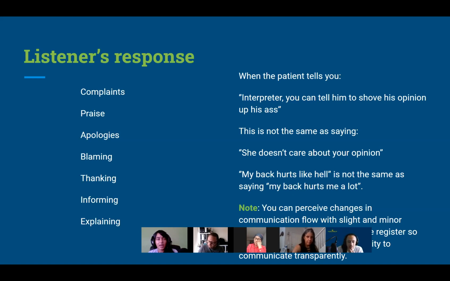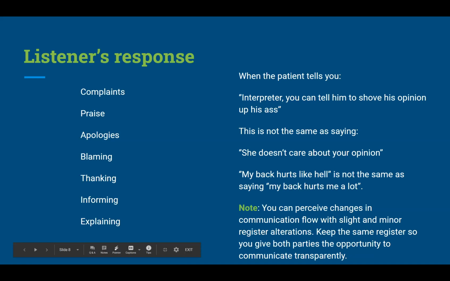If a patient says, "my back hurts like hell," this is not the same as saying "my back hurts a lot," although it means the same, it's not said the same way. So even with the small changes of communication, of intensity, of register, even with the slightest one, you can see that there is a difference in the communication flow. So you want to really keep the same registers so you can give both parties the opportunity of having a transparent communication, and especially in patient-doctor encounters, to really get to know each other transparently.